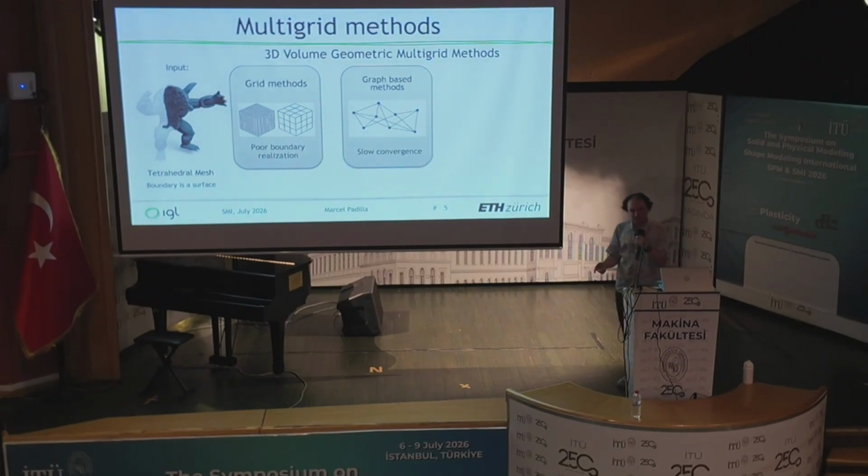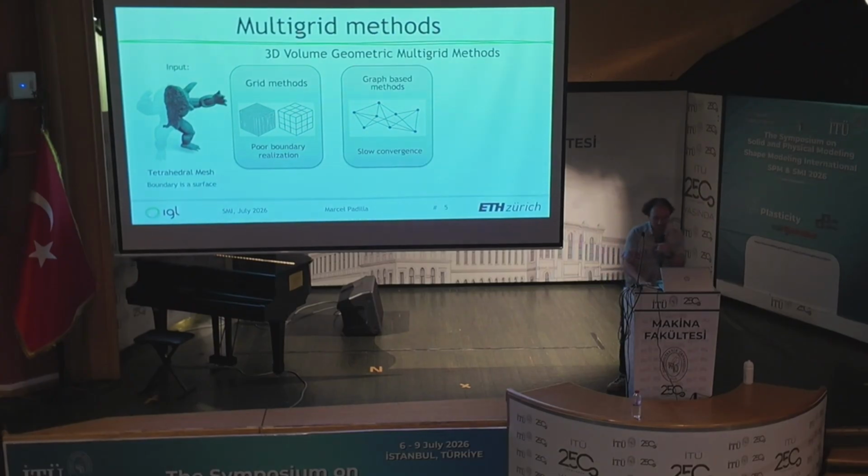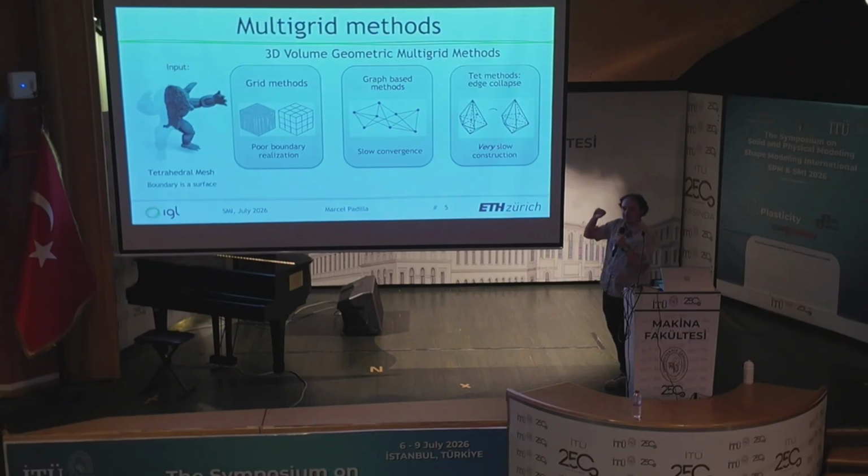Next are graph-based methods. They use the connectivity of the mesh, and they're already much better. Also our closest related work is a graph-based method that we're going to work with. But generally, as we will show, they converge slower. And then there's a third class that is directly designed for tetrahedral meshes.